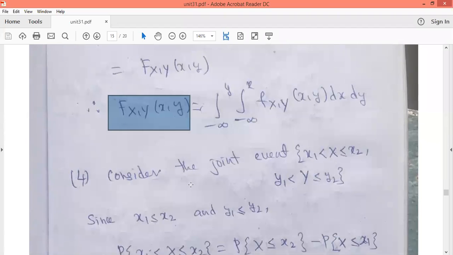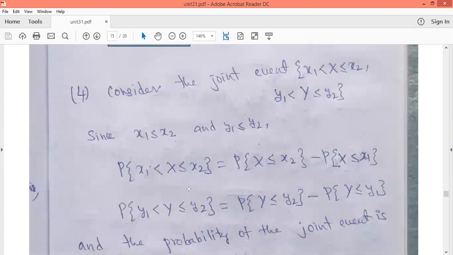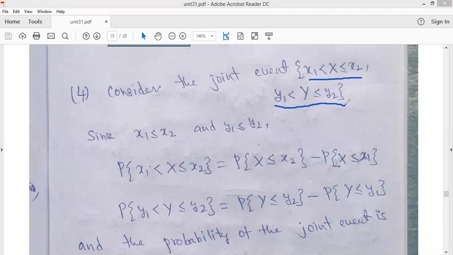Then the integral of this density function will give us the distribution function. And the fourth property says how to find the probability of joint occurrence of an event using the probability density function. Say, for example, the joint event is defined like this: x varies between x1 and x2, whereas y varies between y1 and y2. So we have to obtain the probability of the joint occurrence of this event, x1 less than X less than or equal to x2 and y1 less than Y less than or equal to y2.